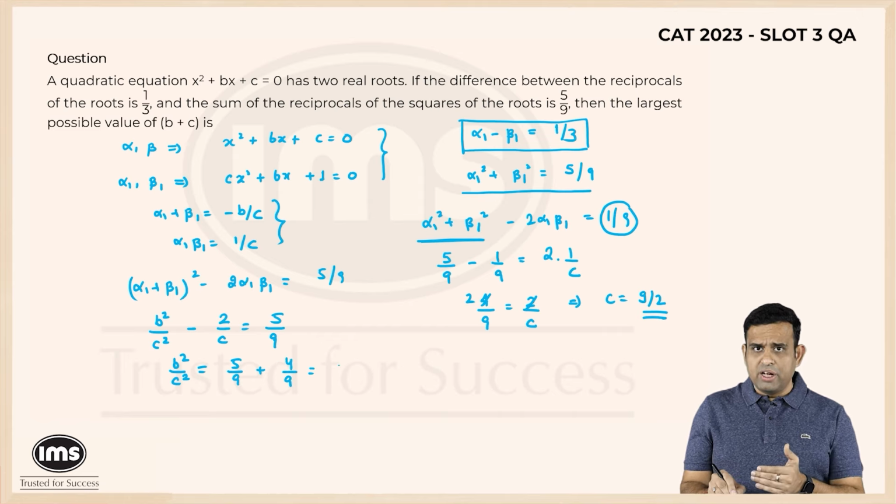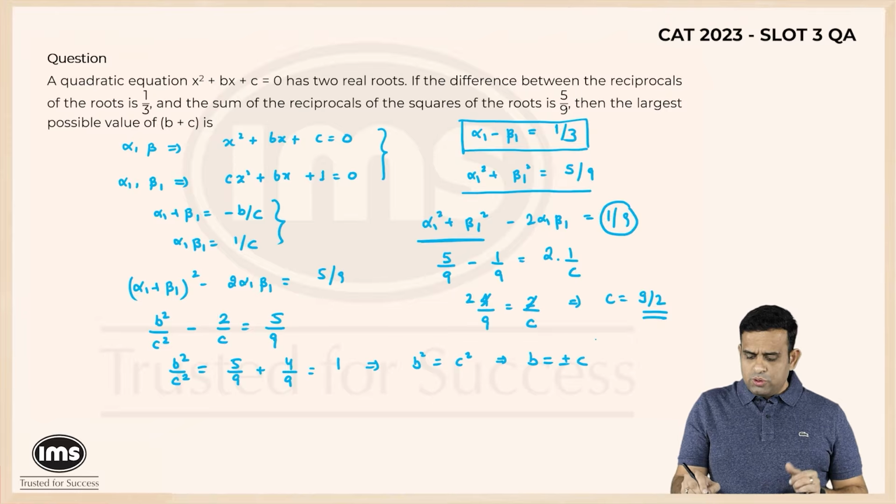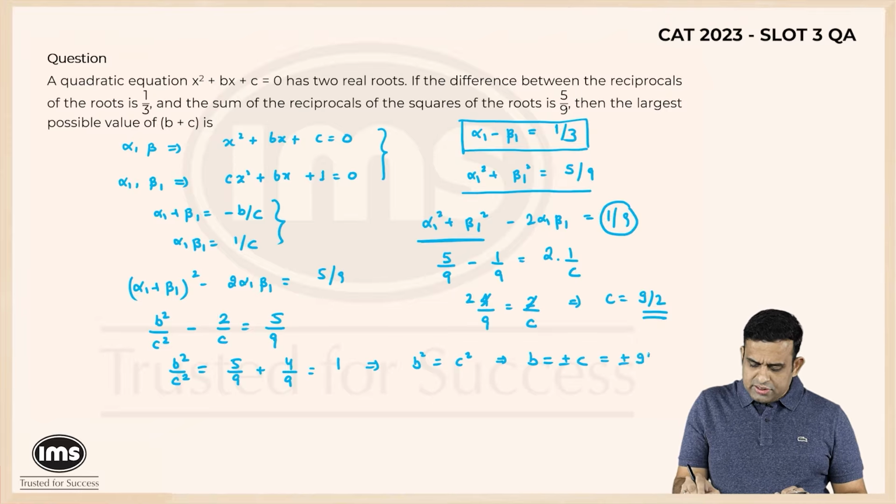This particular part will become 9 by 9, giving you a 1. That means b square is equal to a c square. So b is equal to a plus minus c. So it could be equal to a plus minus 9 by 2.